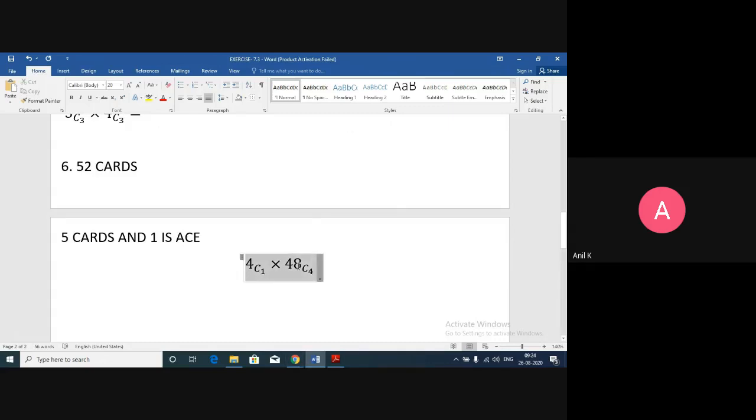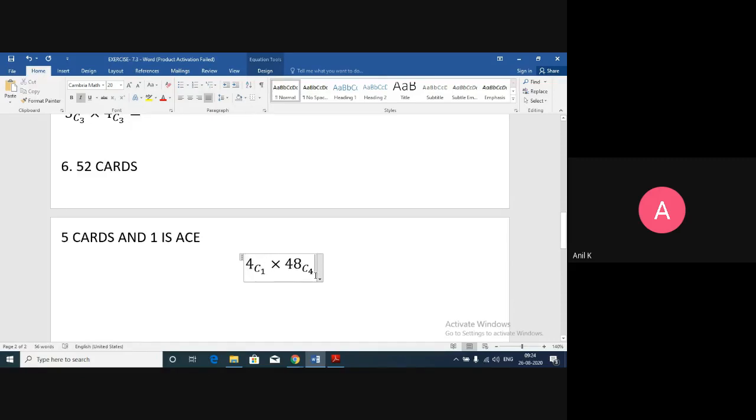Is that explanation clear? Let me go through it once. So in total we have 52 cards. I divided them into two groups. One group has the 4 ace cards, and the remaining 48 cards are separate. Out of 4 cards, I select one. So that can be written as 4C1 into, from the remaining 48 cards, I have to select 4 more cards, because in total I need 5 cards, right? One is an ace, 4 more cards I have to select. So it will be 48C4.